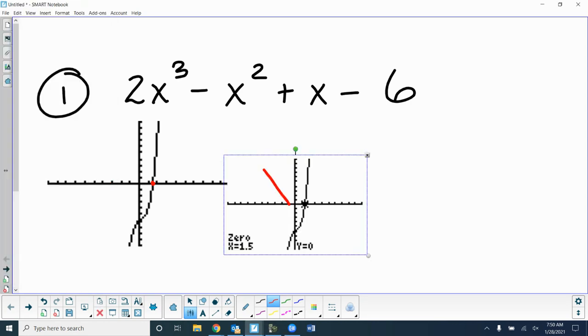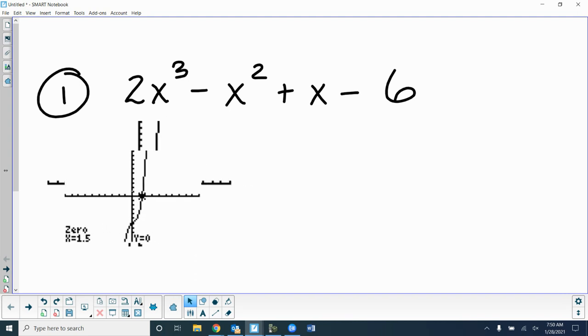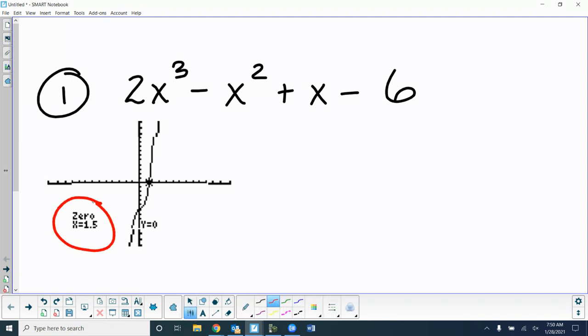All right, so there's, if you want to put it on top of there, right? There's our 0. Okay?